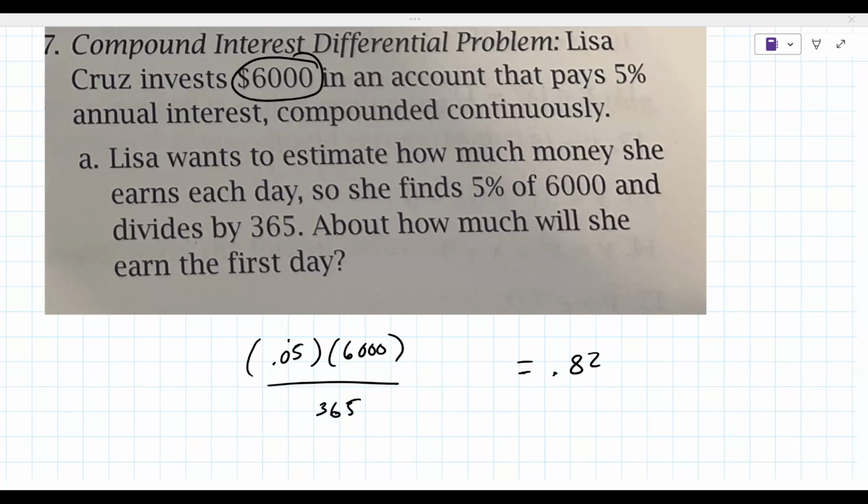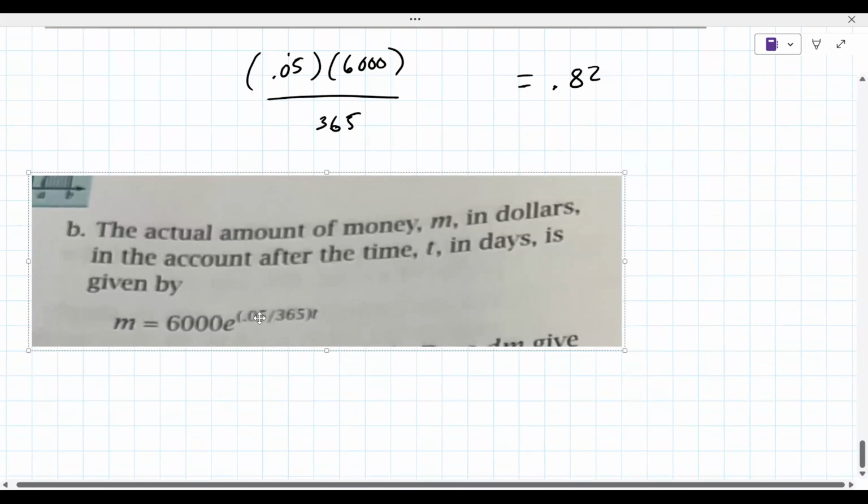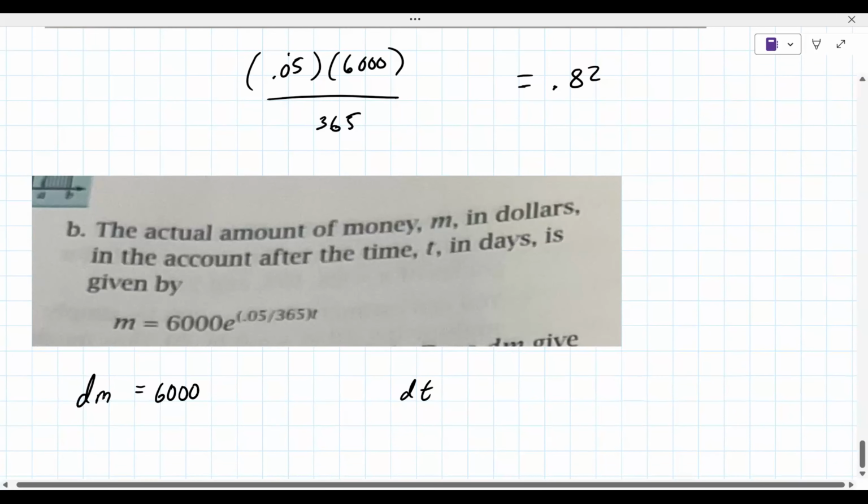Okay. All right. Part B says this is how much money is in the account after t days. And they want you to find dM, the derivative, in terms of dt. So your answer is going to have a dt here at the end. So could you attempt to calculate that for us, please? Simplifying, if you don't mind, just 6,000 times 0.05 divided by 365 times e to the power of that fraction times t. Very good. Okay, times dt.